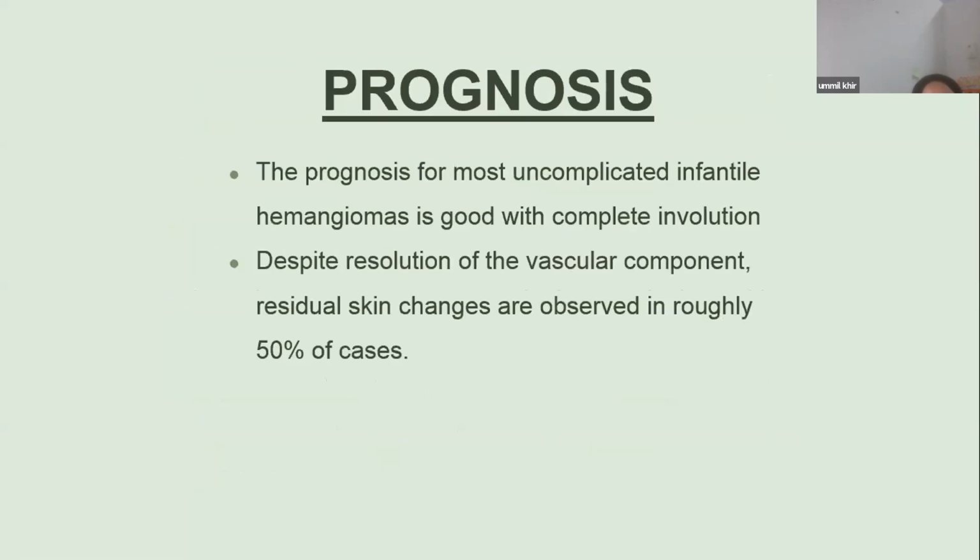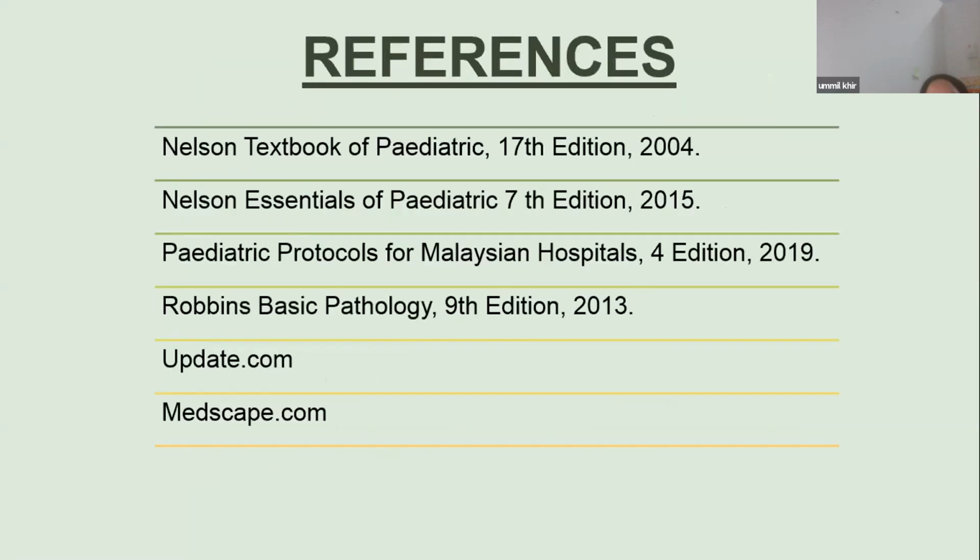And the last one is prognosis. So the prognosis for most uncomplicated infantile hemangioma is good with complete involution. Despite resolution of the vascular component, residual skin changes are observed in roughly 50% of cases, just 50% of cases. So these are my references. That's all. Thank you.